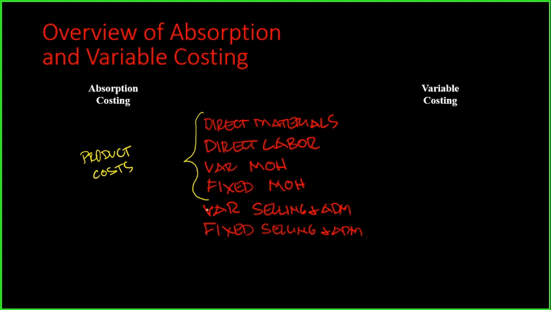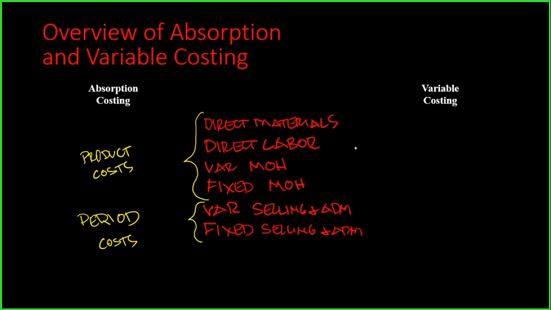Okay, so yun. While your variable selling and administrative cost naman, your variable and fixed, okay, they will be treated as period costs. And when we say period costs, they are expense, no, in the period when they are incurred. Okay, so that's your absorption costing.